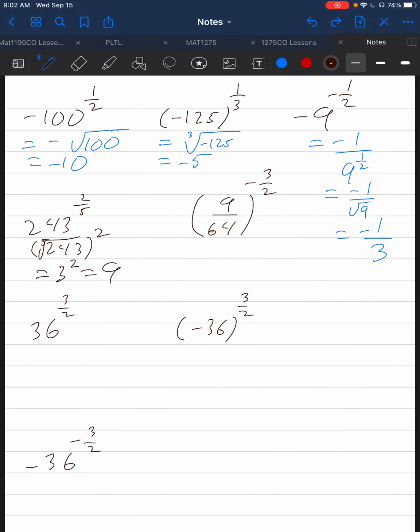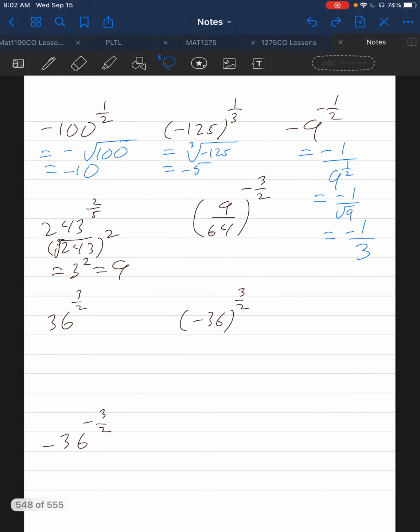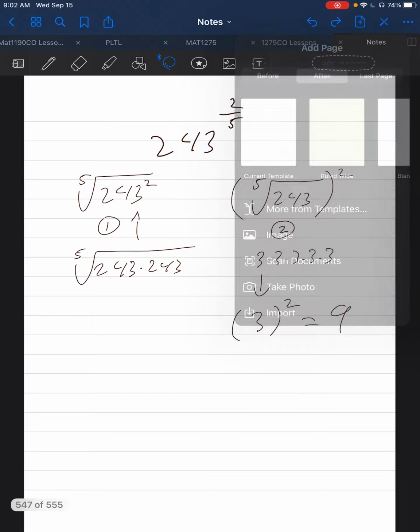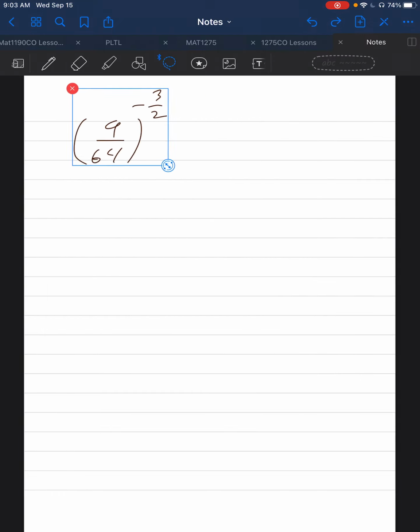So a negative exponent of 3 over 2 with parentheses on a fraction of 9 over 64. This is going to require some space as well. I'll copy this. I should have given myself more space to do some of these problems. But anyway, I have space here.